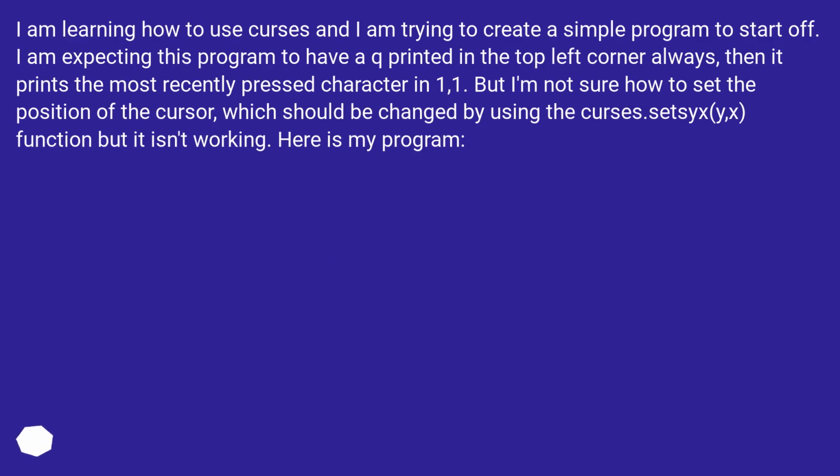I'm learning how to use curses and I'm trying to create a simple program to start off. I'm expecting this program to have a Q printed in the top left corner always, then it prints the most recently pressed character in 1,1. But I'm not sure how to set the position of the cursor, which should be changed by using the curses.setsyx function, but it isn't working. Here is my program.